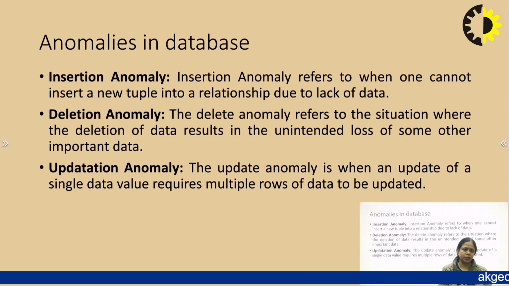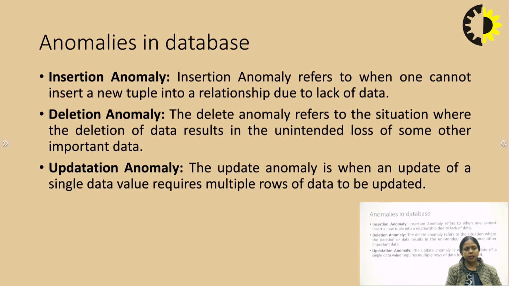And next is the updation anomaly. The update anomaly is when an update of a single data value requires multiple rows of data to be updated. So updation cannot be done cleanly because it has to update the values in multiple rows, which is not required. So these are the three anomalies in the database which can be removed by the help of normalization. In the case of normalization, we will check all the normal forms in the tables, and we will decompose the table to create a new normal form.